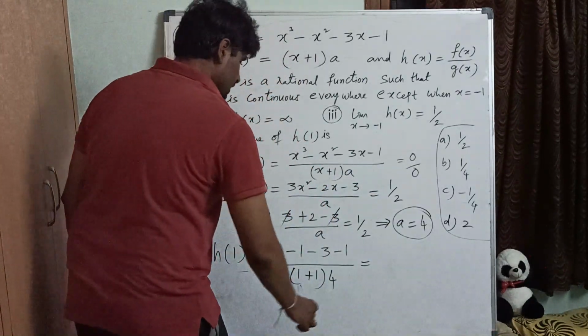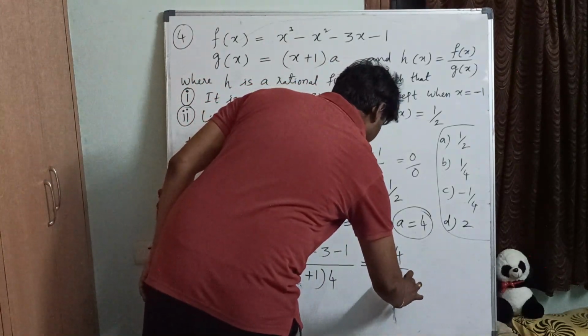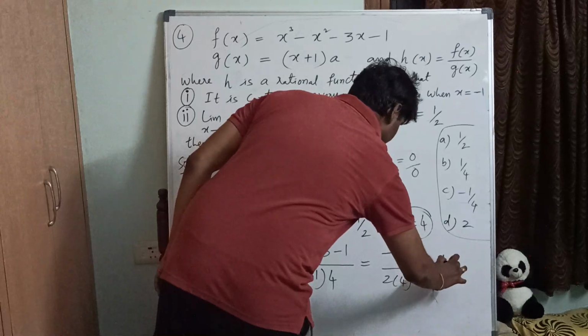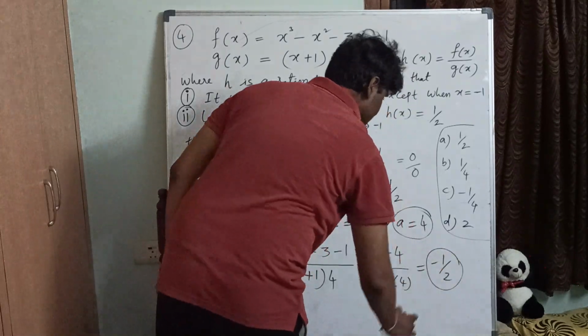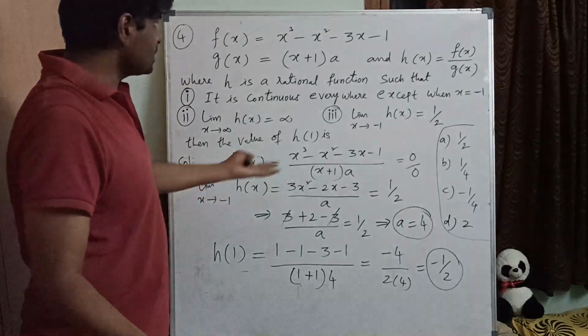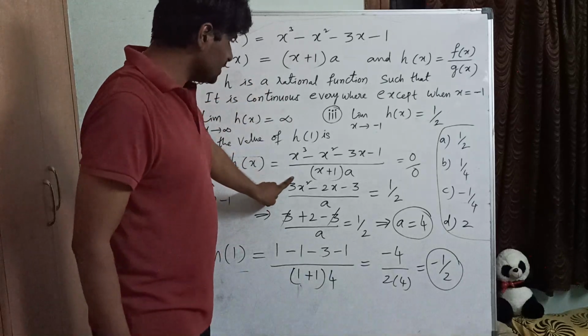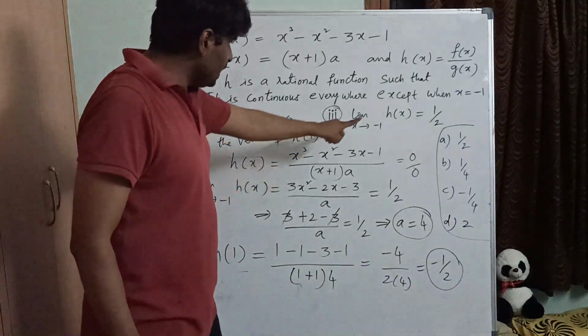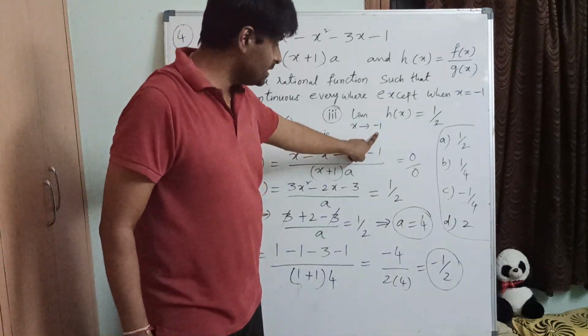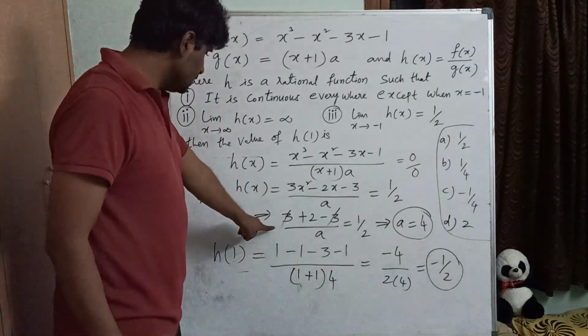So what do we get as the result for this? Plus minus 1 cancel here. Minus 4 by 2 into 4. That means what is the value of that? Minus 1 by 2. So that is the value of h of 1. Very simple. First, what is h of x given? F of x by g of x, first function by second function. And for that, if you find the limit as x tends to minus 1, it is in the form of 0 by 0. Then I applied L'Hôpital's rule.